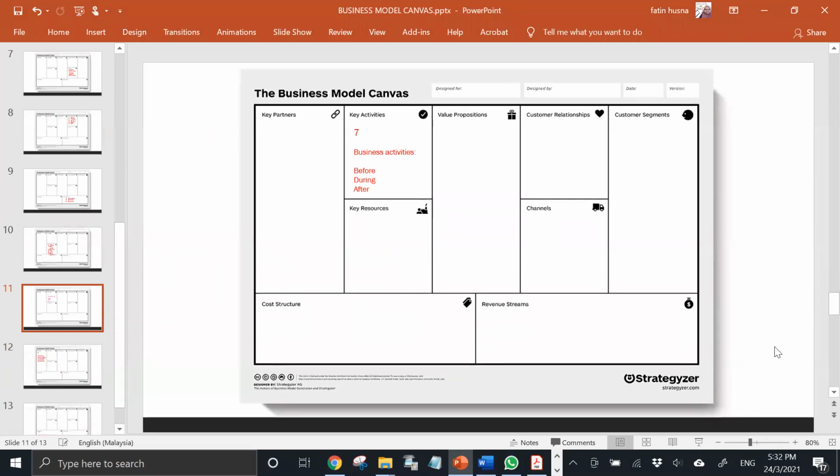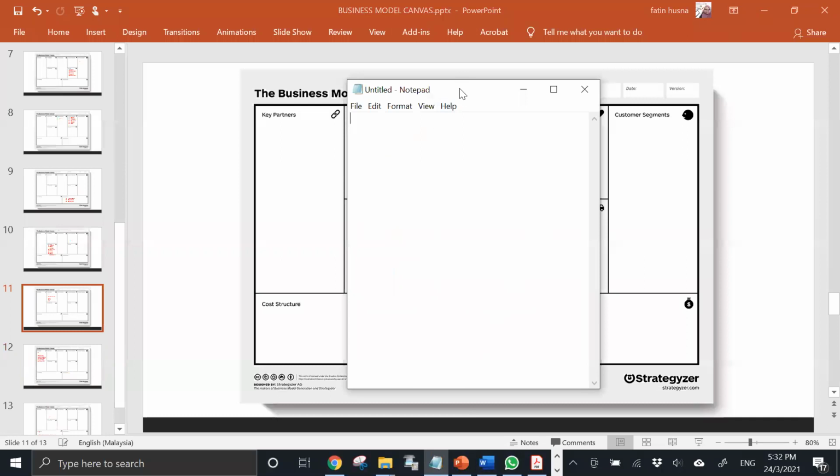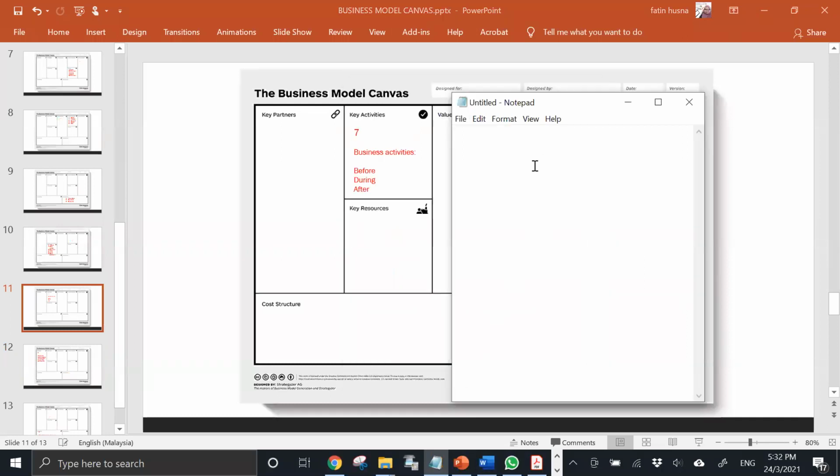Next is key activities. For key activities, the way you write is actually using active words. What's the meaning of active words? Active words, for example, setting up Instagram. Business activities must be put like this: before, during, after. For before, you don't have to write the word before, you just write it right away.